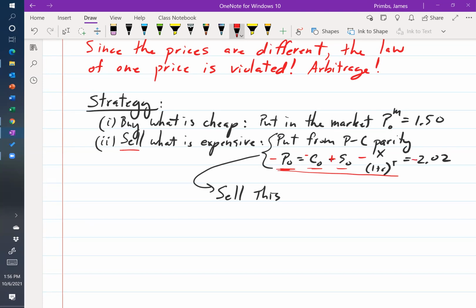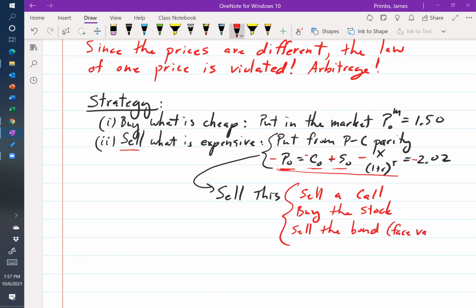So this says to sell it, what do I need to do? Well, look, I need to be short the call. So I need to sell a call. What do I need to do with the stock? Buy the stock. Does everybody see what I'm doing? I'm going along the coefficients here, and I need to short, or I want to sell the bond, right? And remember, the face value on the bond needs to be X.